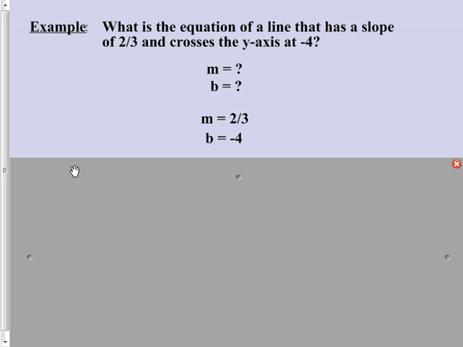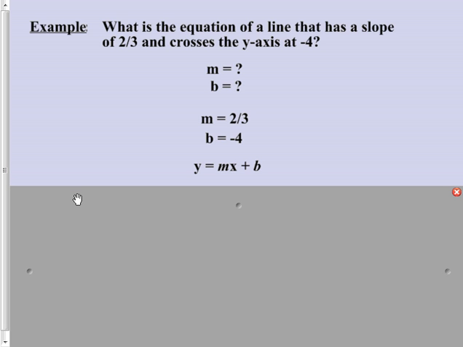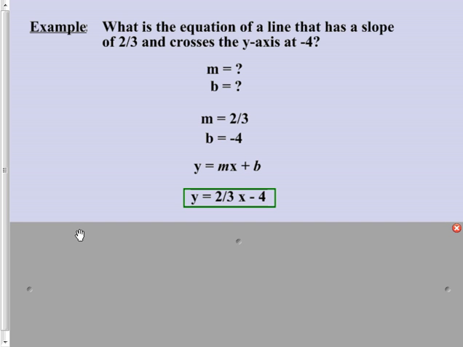Okay, so since we have the two pieces of information that are required in order to be able to write the equation of a line in slope-intercept form, all we need to do is plug these into the equation where they go. Well, just like anything else, write down your formula. What is the formula for slope-intercept form? It is y equals mx plus b. All we need to do is plug in the values for m and plug in the values for b, so our equation will read y equals 2/3 x minus 4.